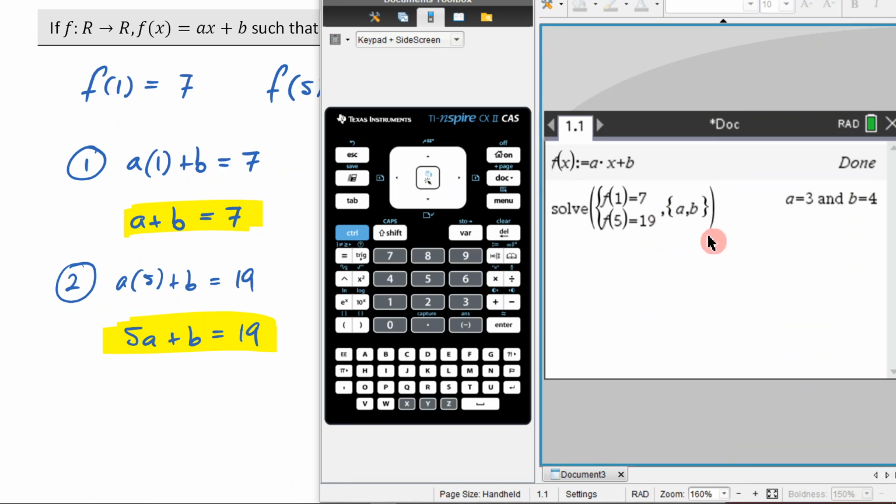So you can see that your CAS is a very efficient way of answering these type of questions, and it's really important that you feel comfortable using your CAS to answer these questions.